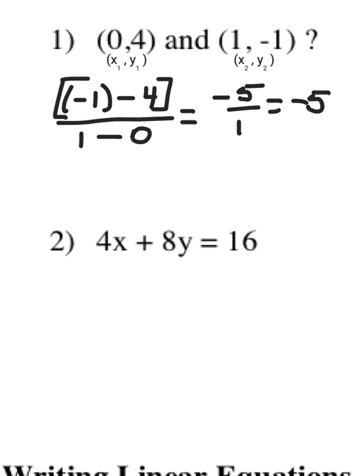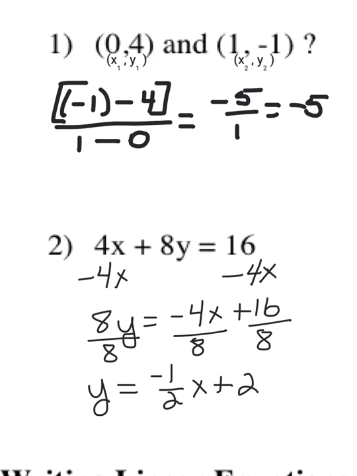And number 2, we have a linear equation in standard form. And so in order to find the slope for this one, I'm going to go ahead and rewrite this equation in slope-intercept form. All right, so we have 2 steps that we use to rewrite this equation in slope-intercept form. The first step is to subtract this x term from both sides of the equal sign. So I'm subtracting 4x from both sides. I'm basically moving this 4x over to here. So when I do that, I end up changing the sign to negative. So I end up with 8y equals -4x plus 16.